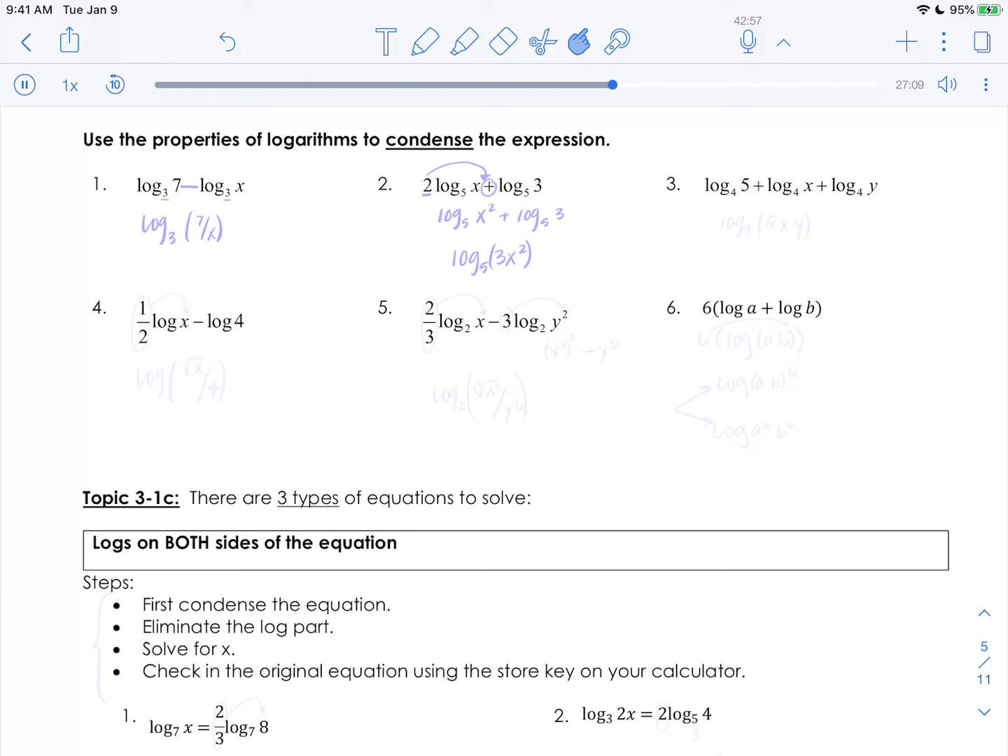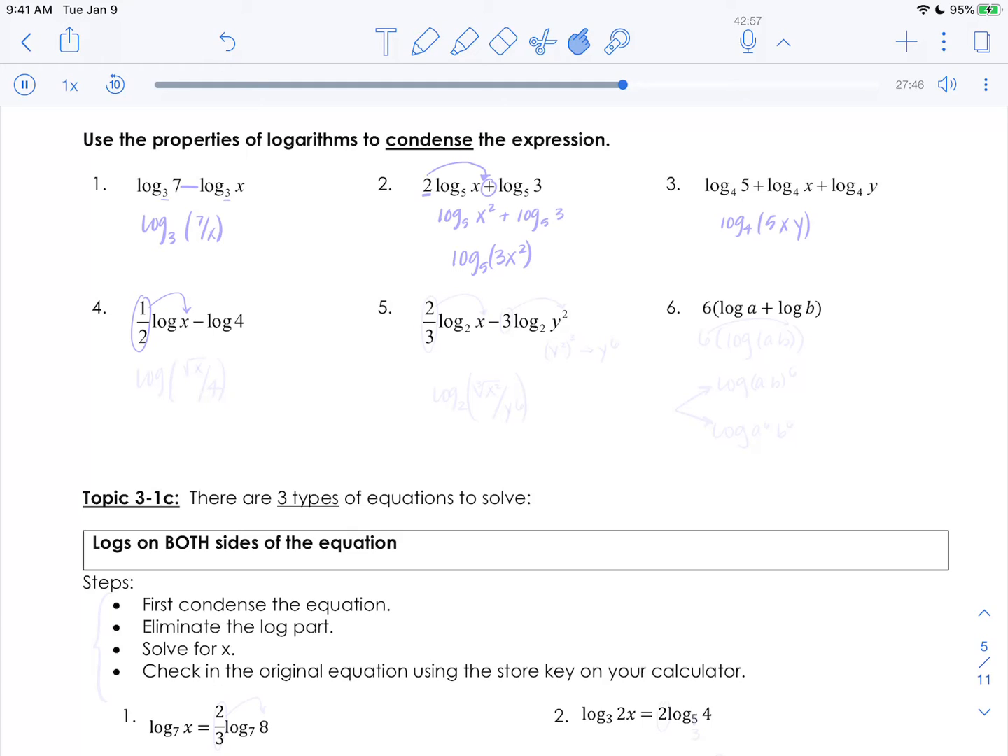I like to put it in parentheses. I think it just looks a little nicer, especially when you have a bunch of terms. But you don't technically have to. It's just kind of like math grammar stuff. But I like to put all of it in parentheses just so I know exactly what I'm taking the log of. All right, number 3, all addition. So we're just going to multiply all of these together, right? This becomes log base 4 of 5 times x times y. And that's it.